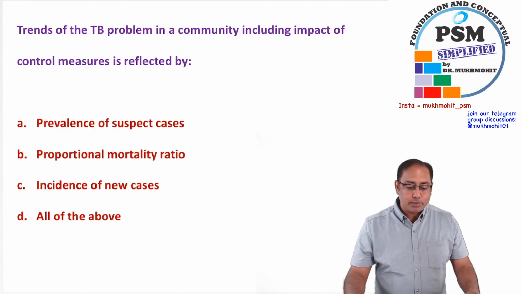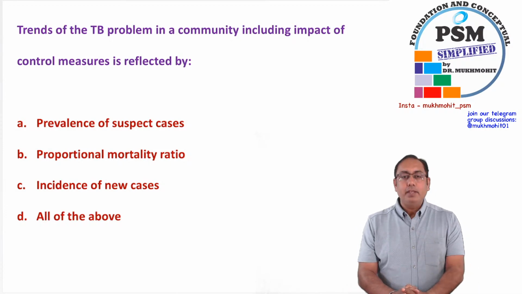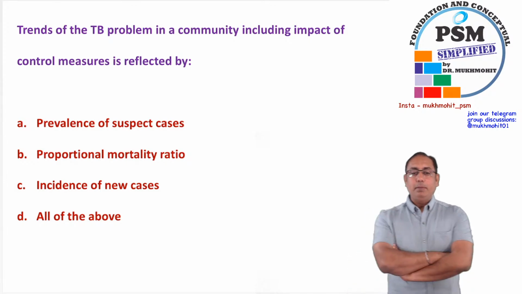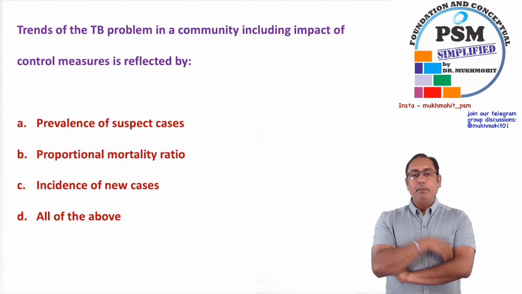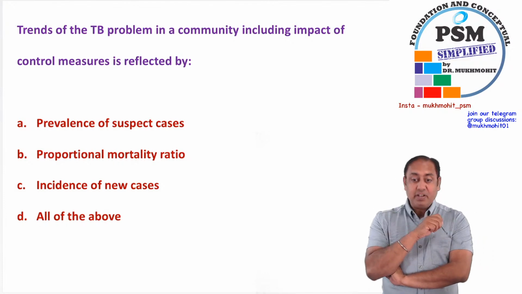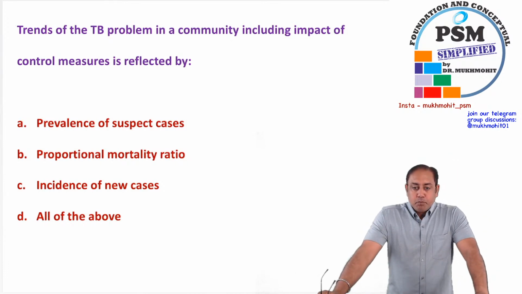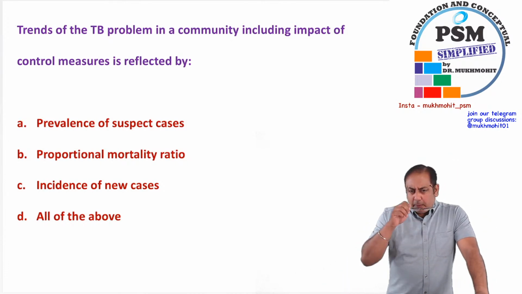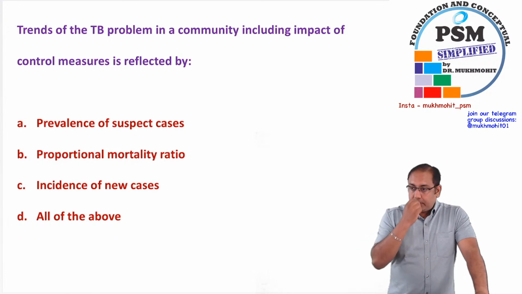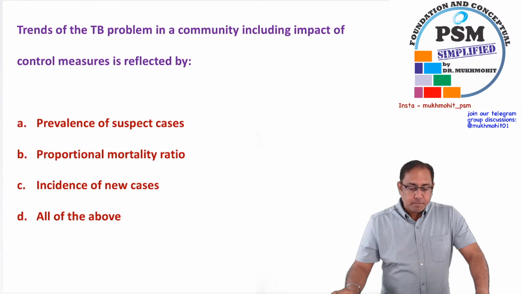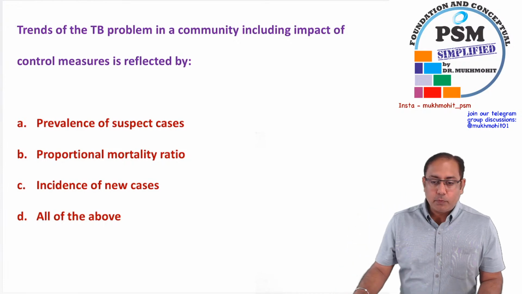Let us go to the next MCQ. Trends of TB problem in the community, including the impact of the control measures, is reflected by. What do you want to say? Trend of the TB problem in the community, including impact of the control measures, is given by. It is given by what?